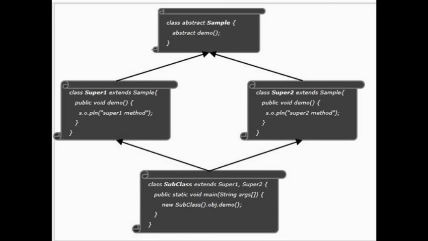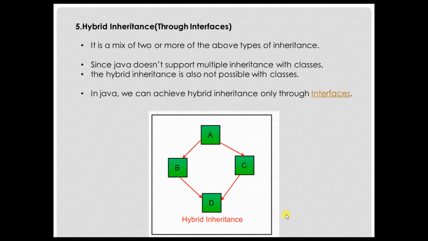And the fifth is hybrid inheritance, and it is also possible only through interfaces, because it is a mix of two or more of the above types of inheritance, and multiple inheritance is not supported by Java. So hybrid inheritance is also not possible with classes. It is only possible through interfaces. As you can see in the point, it is mentioned over here that it is not possible with classes and it is only possible through interfaces.